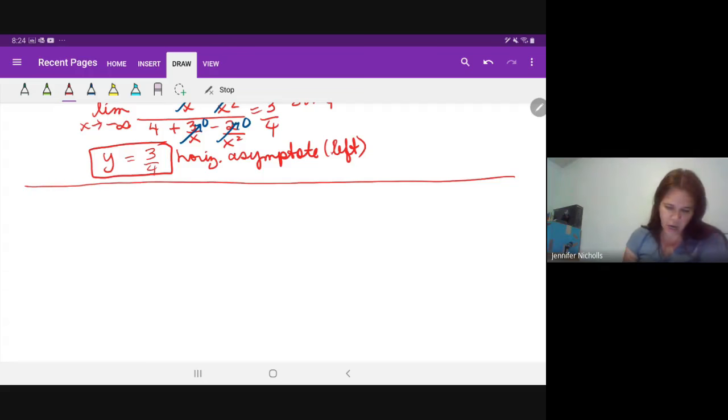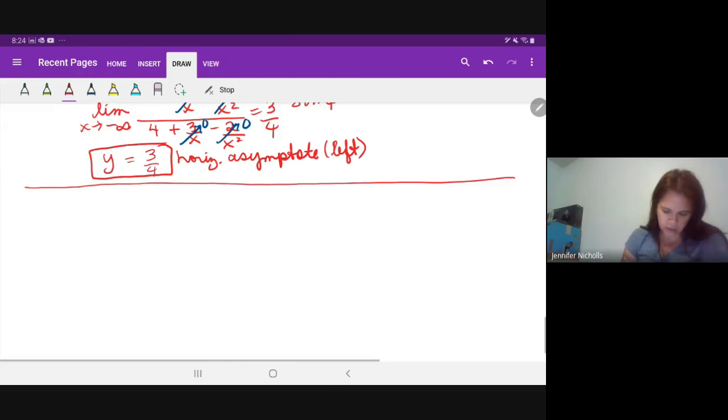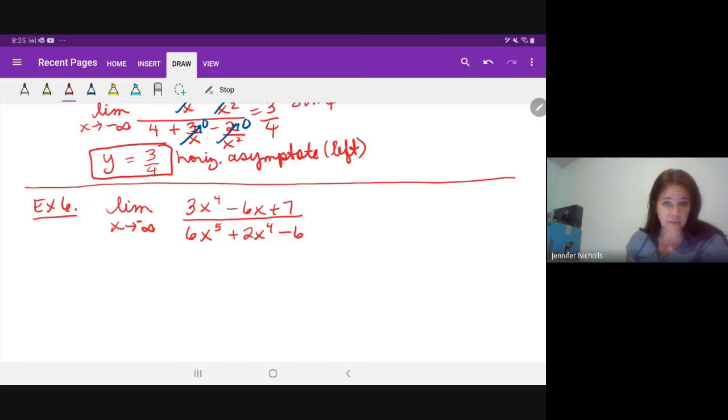Okay, so no questions so far? Okay, so let me show you the weird ones. That was example number 5, so let's do example 6. What if you have a limit as x approaches infinity or negative infinity? It doesn't actually matter which one. Let's do negative infinity. And I have 3x to the 4th minus 6x plus 7 divided by 6x to the 5th plus 2x to the 4th minus 6.